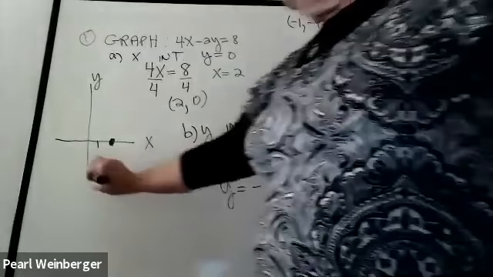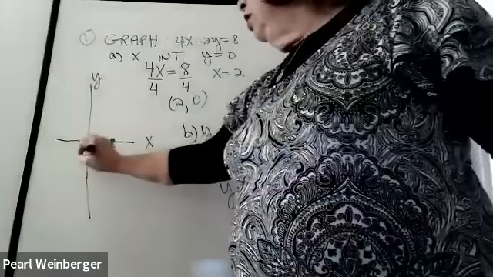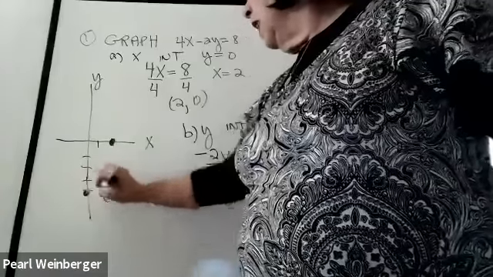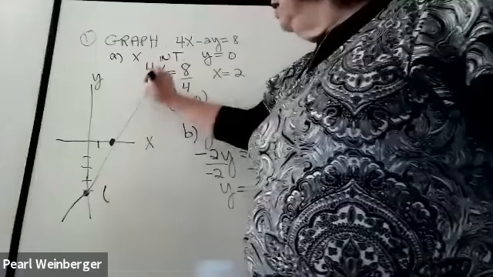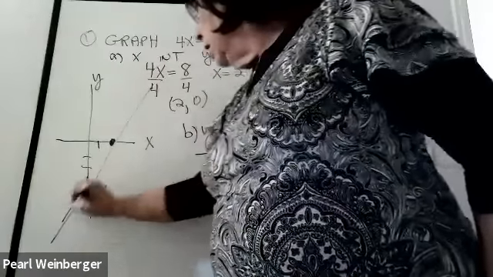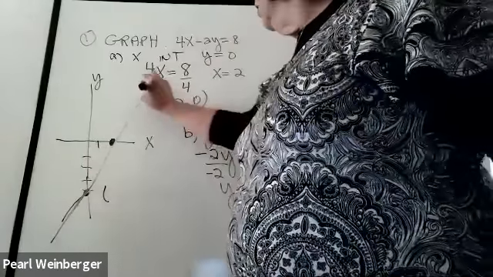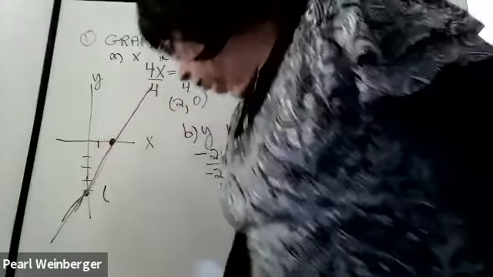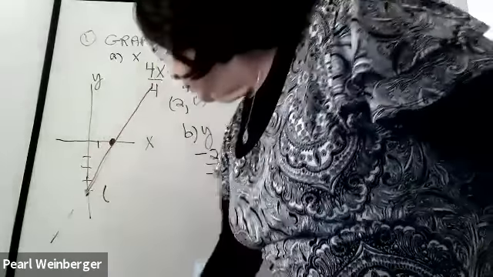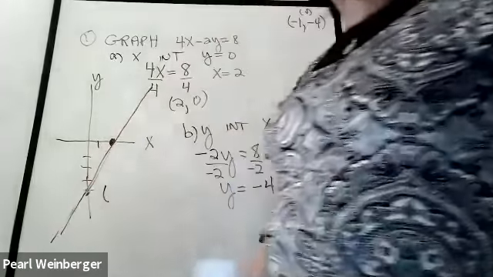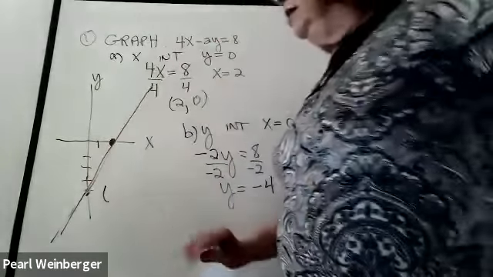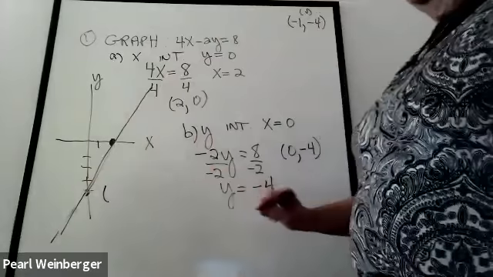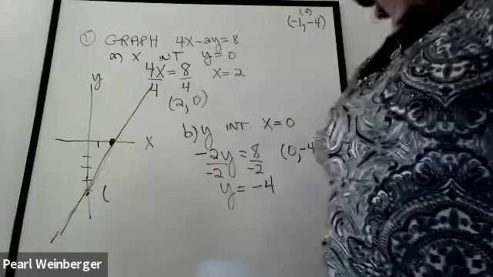Let's see where that point will be. That means go 4 down on the y-axis. And here are my 2 points, and I'm connecting them. And there is my graph. And here's the line. I hope everybody got a line that looked essentially like this.